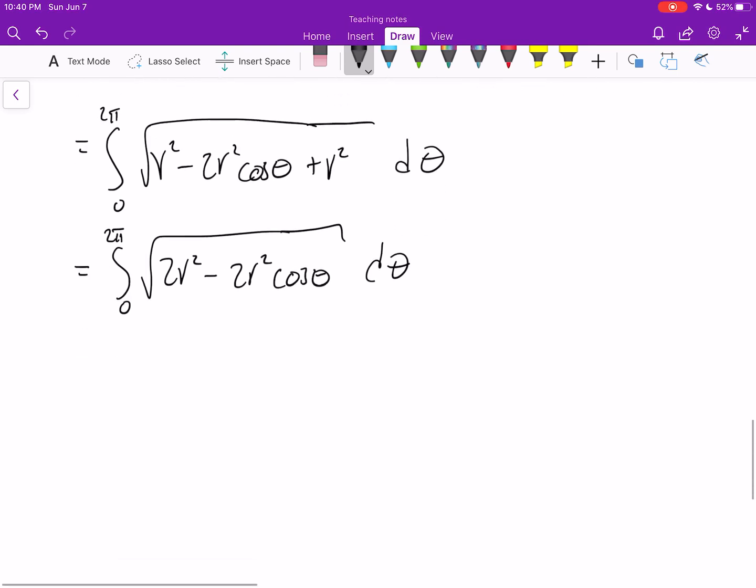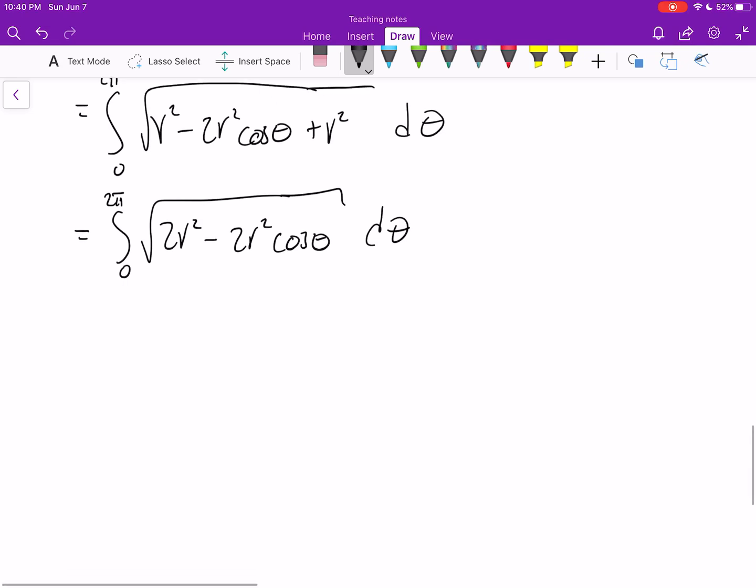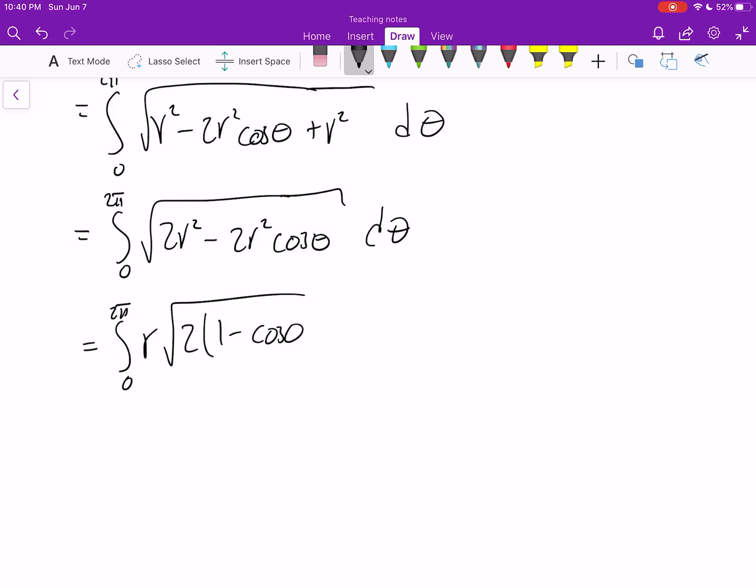So what we're going to do now is pull out the r. If I pull out the r, it comes out of the square root, loses the square. I'm going to factor out a 2, and I'm going to get 1 minus cosine theta d theta. And now we have to evaluate this integral. This one is one we haven't seen before, but there is a trick to do this.